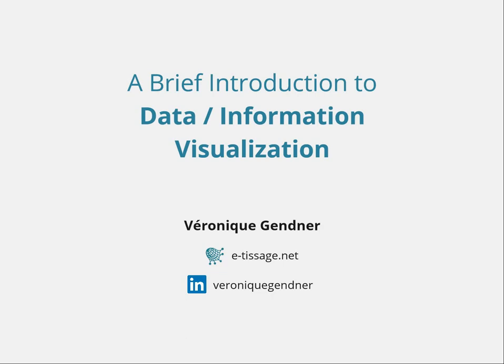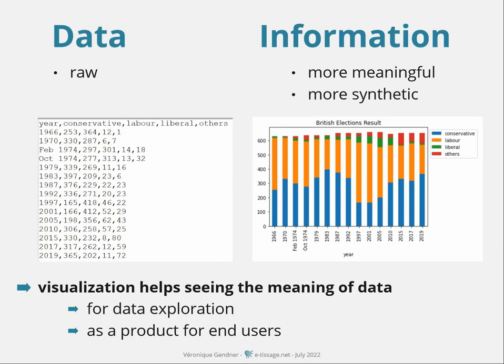In this video, I will briefly introduce data and information visualization. Let's first say a word about the difference between data and information. Usually when people say data, they mean something raw with very little structure, whereas information has more meaning and is more synthetic. In people's everyday language, the two words can sometimes be interchanged, but data usually means raw text and figures, and information is something more meaningful.